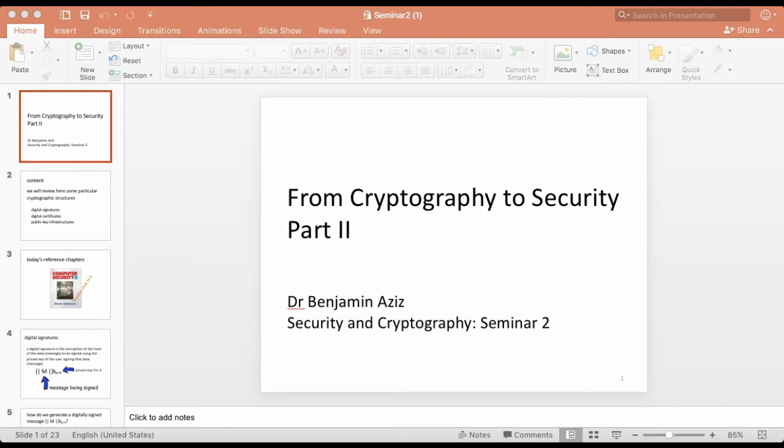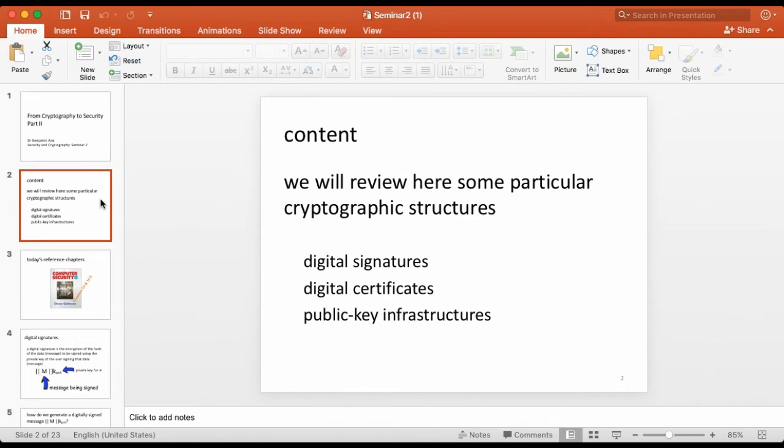Hello everybody, and welcome to this second seminar of the Security and Cryptography module. Today we will continue the transition from cryptography to security, and we will cover the next level of cryptographic operations, in particular those related to digital signatures, digital certificates, and public key infrastructures.